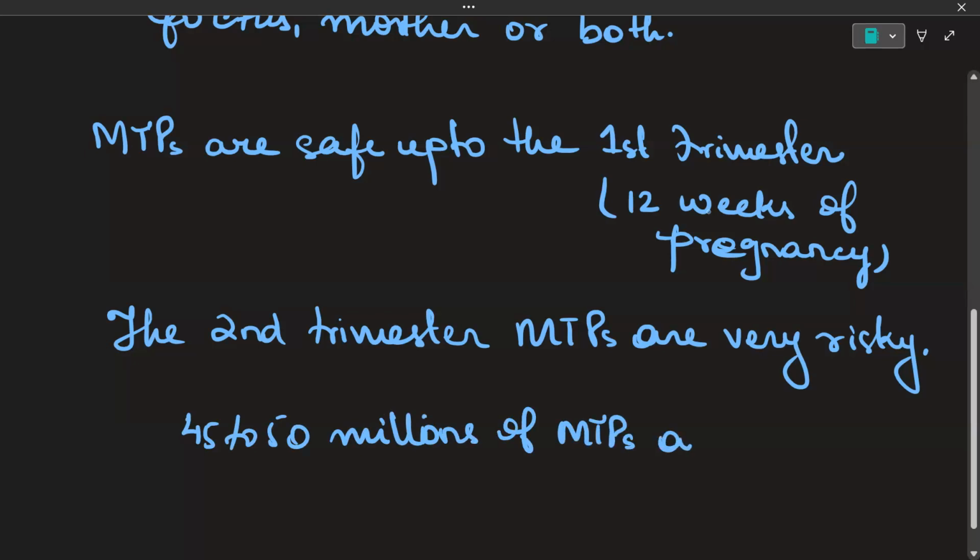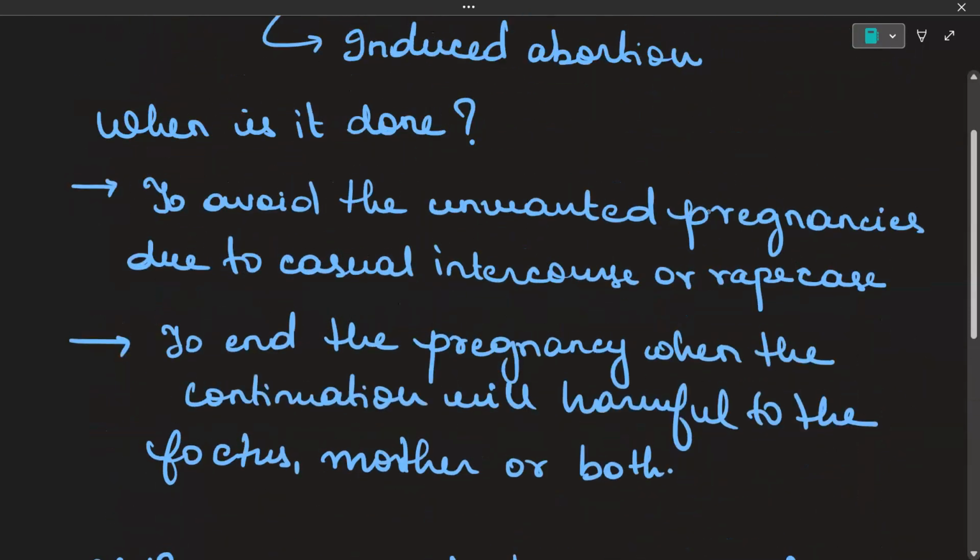So, ma'am, is it legal in India? It is legal. See, I told you, I gave you the two cases. It is only legal in these two cases, the first one and the second one.